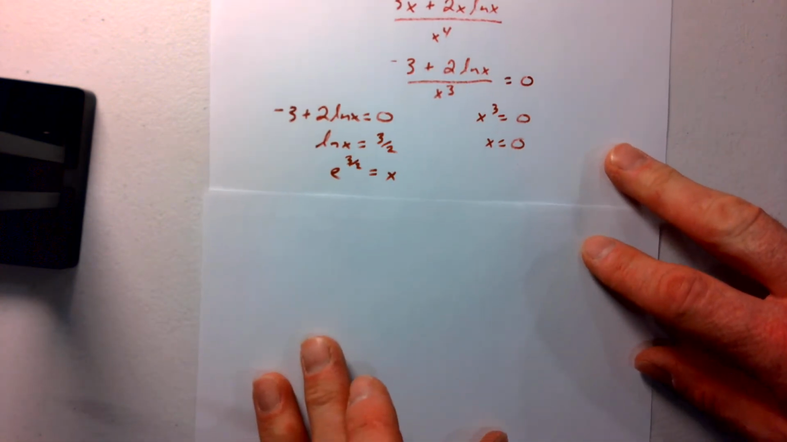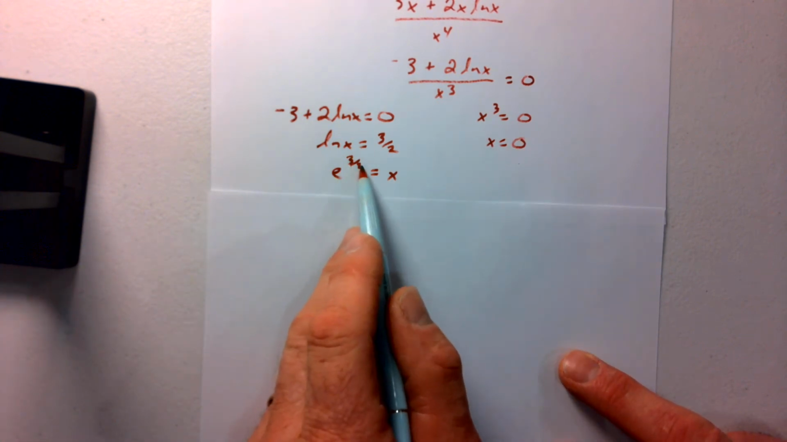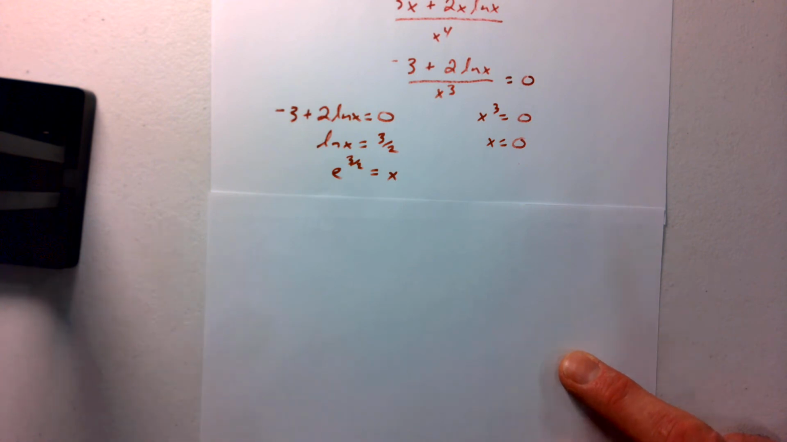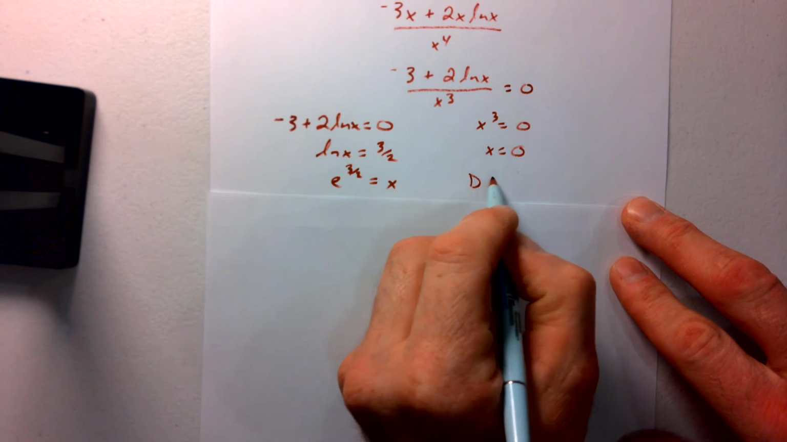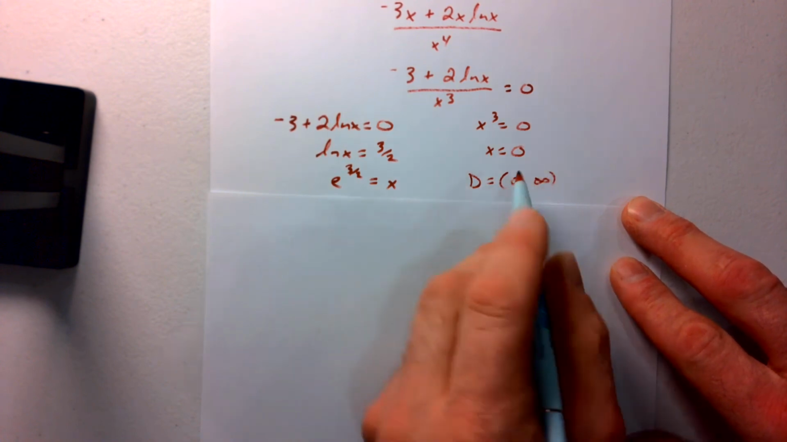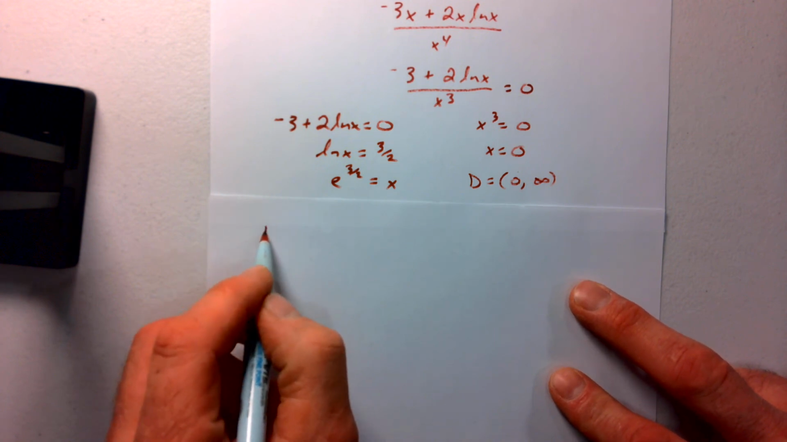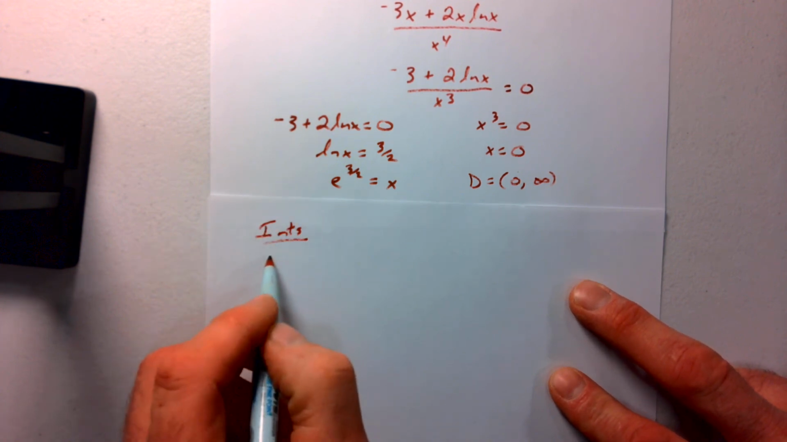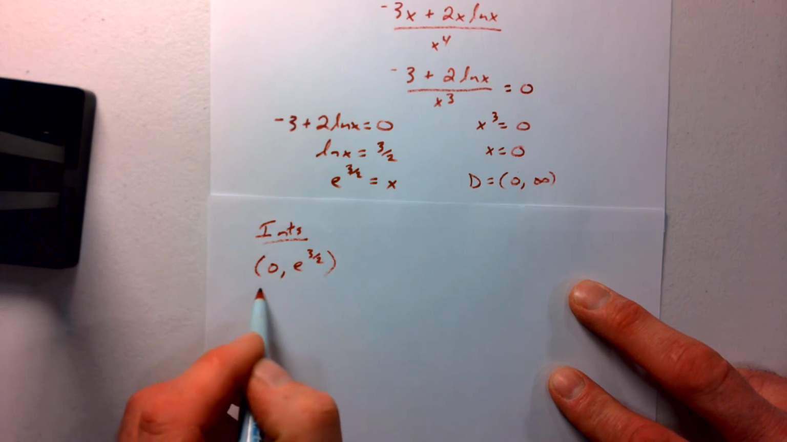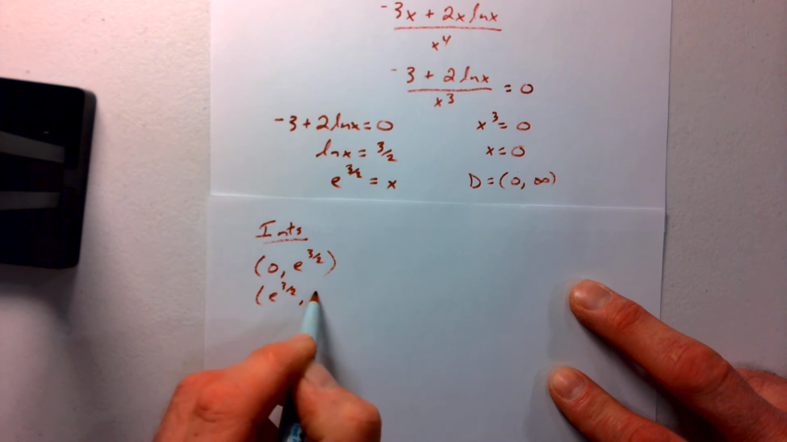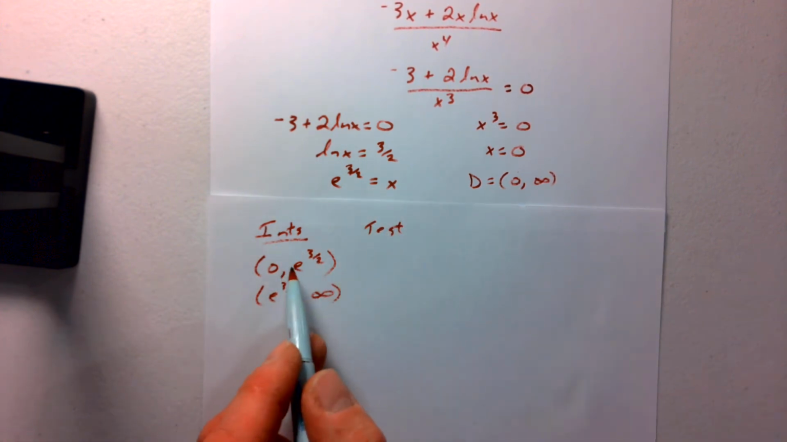So my intervals in this case, I'm going to go from 0 to e to the 3 halves. Again, I see that my function was the natural log of x, so I know my domain is 0 to infinity. I don't have to worry about any negative values there. So I'm going to go ahead and use that information to make my life a little easier. So my intervals, I'm going from 0 to e to the 3 halves, and then e to the 3 halves to infinity. I need to find some test values.